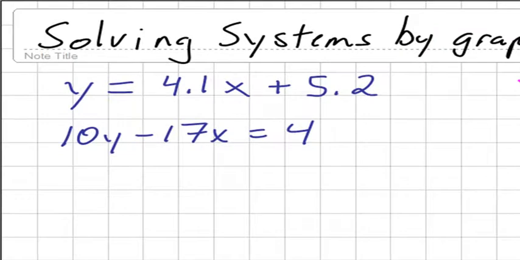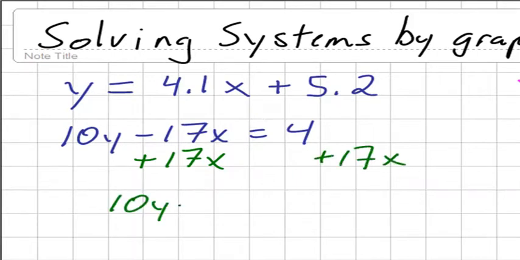However, my second one is not. So I must put that into slope-intercept form. Again, I'll need to isolate my y, so I'm going to add the equal and opposite operation, add the 17x to both sides. Whatever I do to one side, I do to the other side, so I'm left with 10y equals 17x plus 4. Now I haven't totally isolated my y, so I need to finish by dividing by 10.